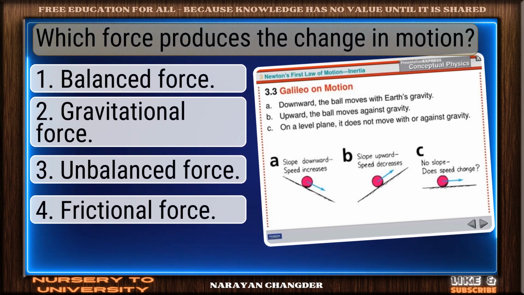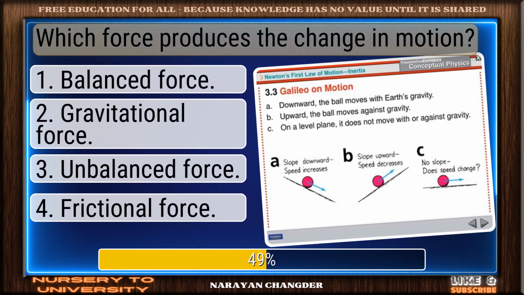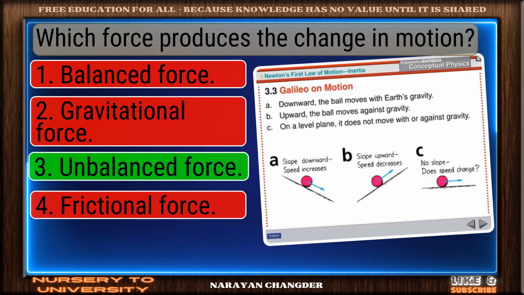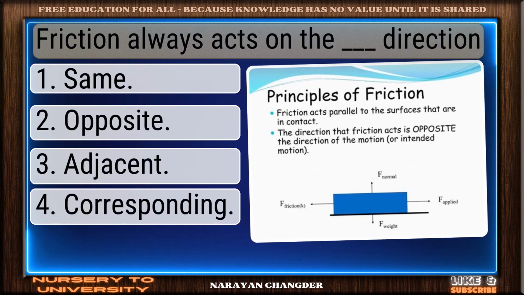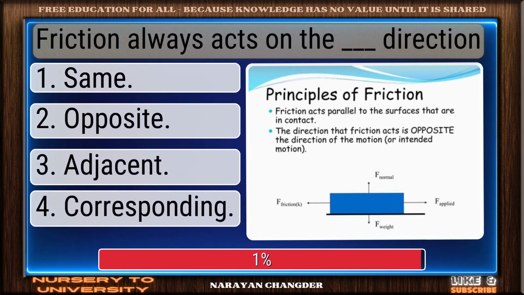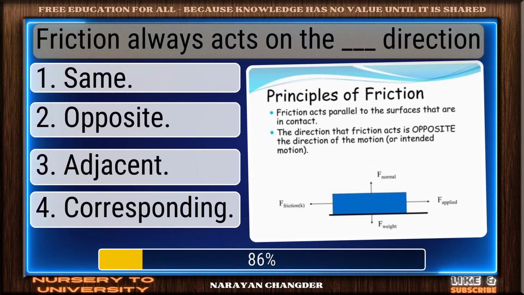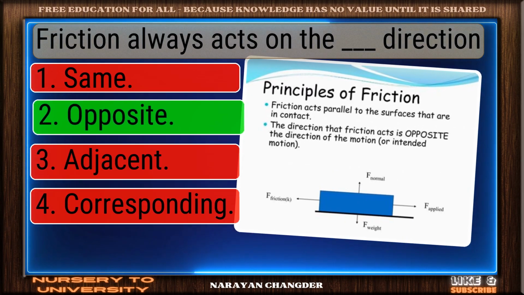Question number 204. Which force produces the change in motion? You chose unbalanced force, and it is correct. Question number 205. Friction always acts in the dash direction. You got it. Your choice opposite is right.